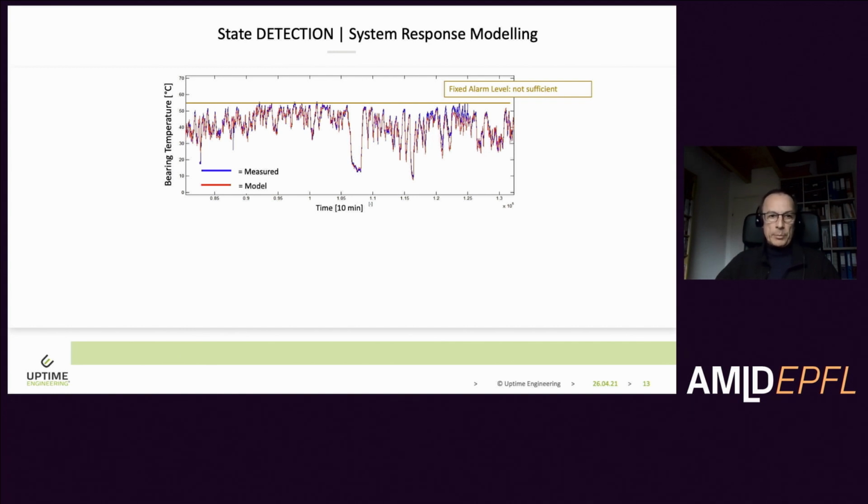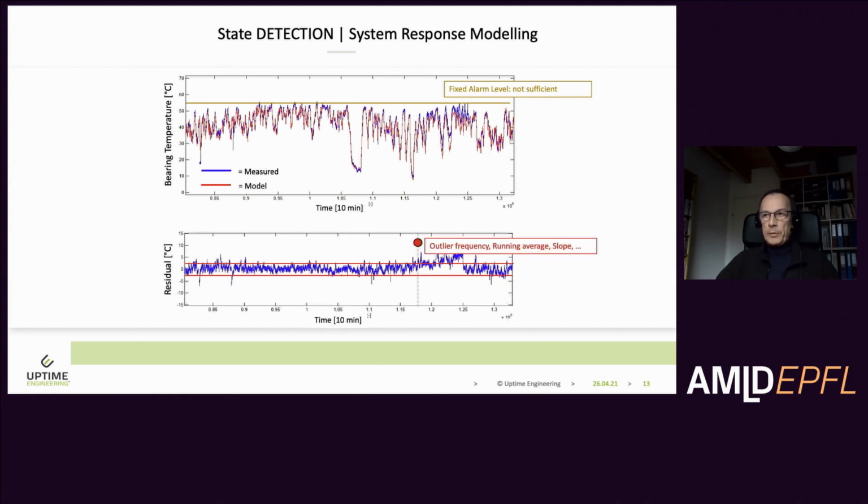For a bearing temperature, which is indicated here, the temperature of bearings is a relevant system parameter because it indicates whether there is any heat dissipation going on, which is anyway always indicating a certain deviation from the operating condition. And that means with the aid of system response modeling, we are able to identify at a very early stage, with high sensitivity and low frequency of false alarm, any deviation from the expected system behavior.